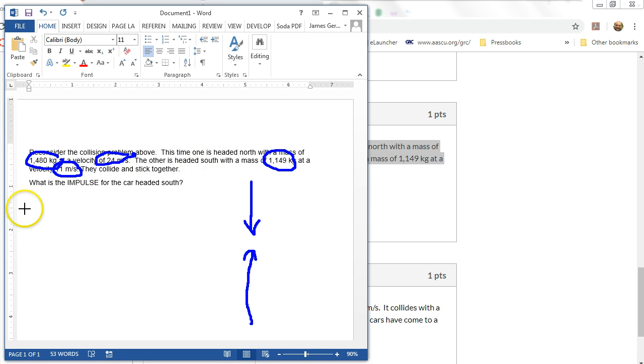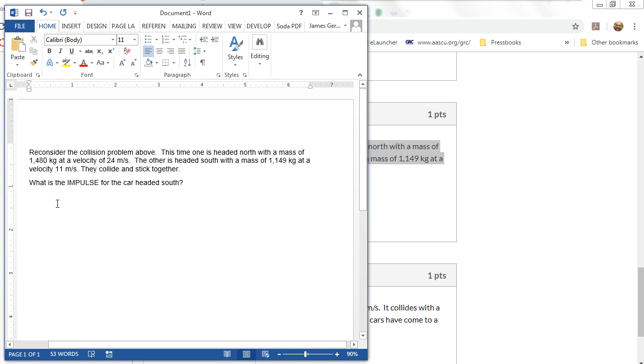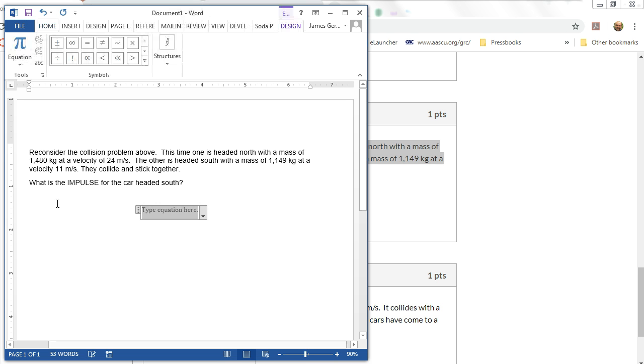All right, so let's play with the consequences of that before we get into the numbers. They collide and stick together. What does that mean? All right, so I've got momentum 1, which is m1 v1, right? That's my 1480 kilograms times 24 meters per second. Now the other one is headed in the other direction, so that means I have to subtract it because it's headed in the opposite direction, m2 v2.